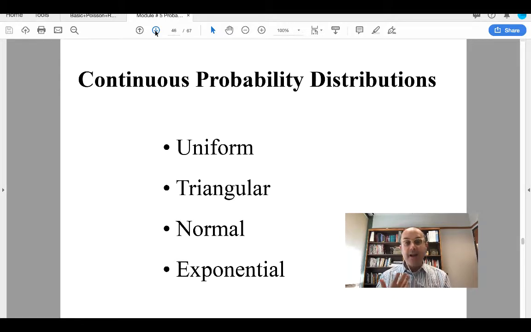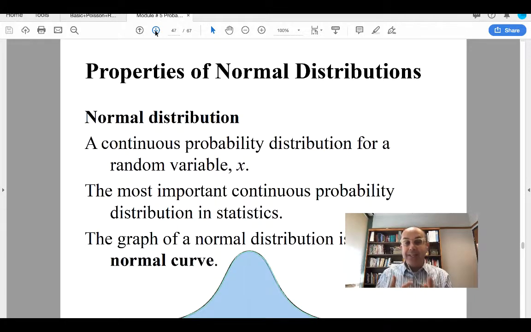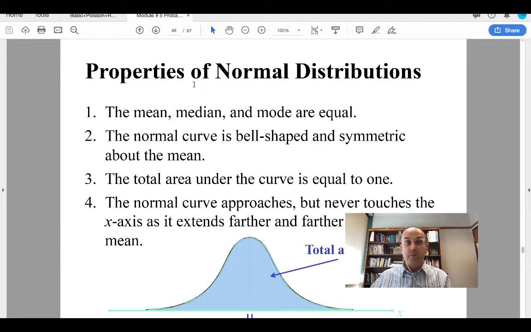We have uniform, we have triangular, we have normal, and we have exponential. Each one of them has its own idea of what it can be in the distribution itself. The normal distribution, we learned about that in descriptive statistics, where we looked at the normal curve of the distribution.